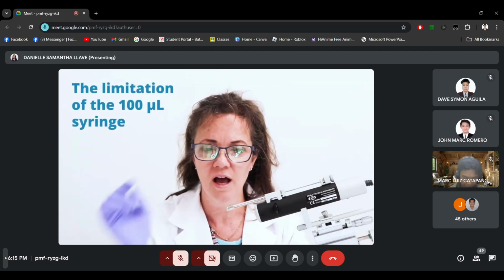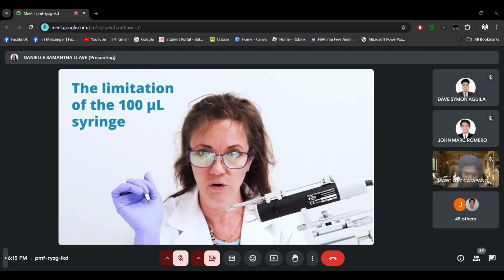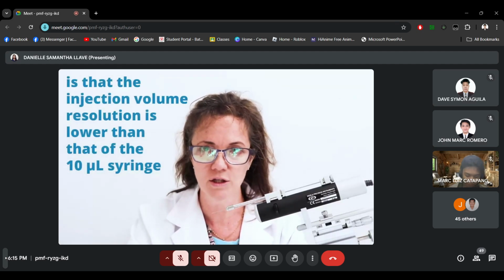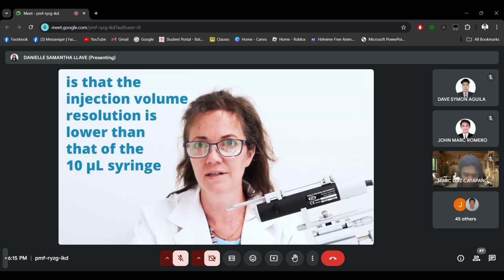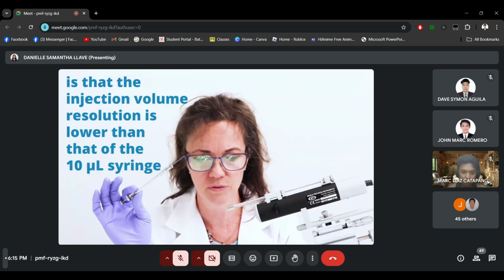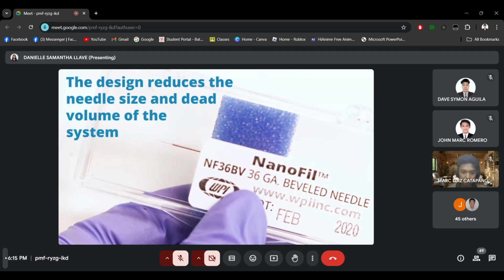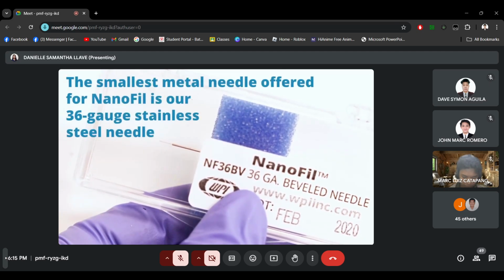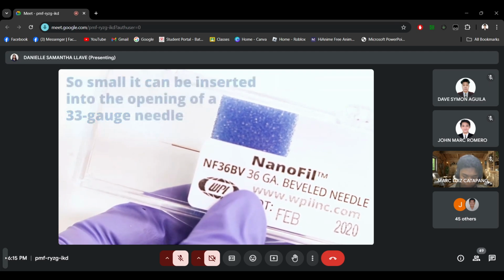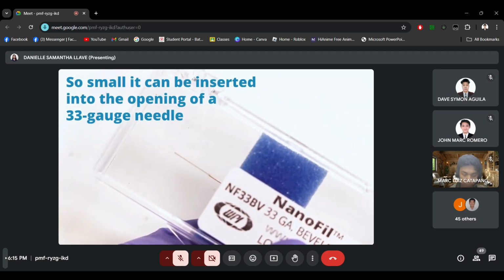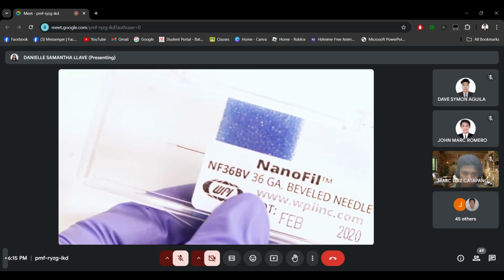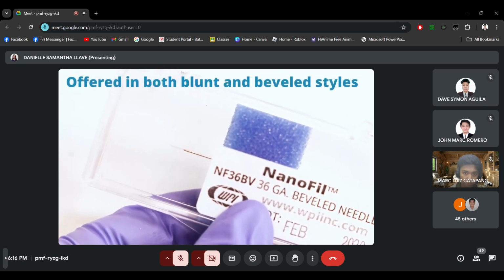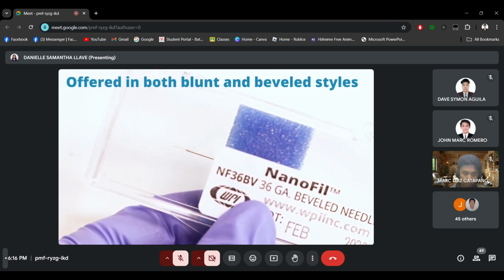The limitation of the 100 microliter syringe, though, is that the injection volume resolution is lower than that of the 10 microliter NanoFill syringe. The design of the needle reduces the needle size and the dead volume of the system. The smallest metal needle offered for NanoFill is our 36 gauge stainless steel needle, which is so small that it can be inserted into the 33 gauge needle. That's what you're looking at here. And it is offered in both beveled and blunt styles.